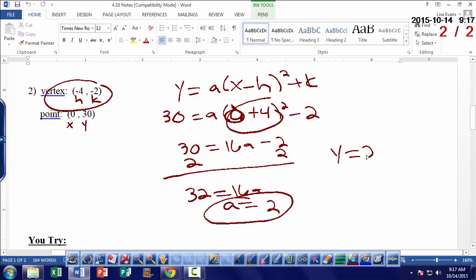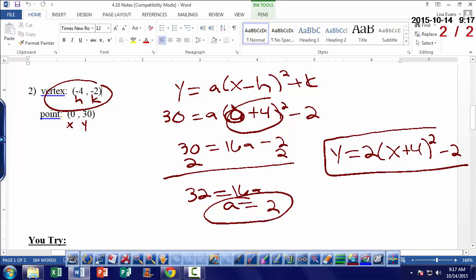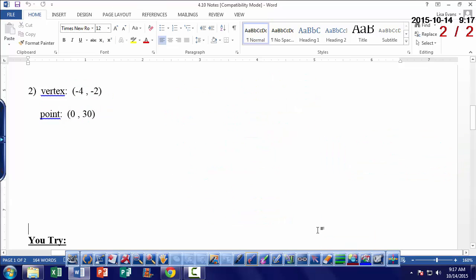y equals 2 times x minus a negative 4 becomes a plus 4. Plus a negative 2 is minus 2. You can leave it as plus negative 2 though, that's okay. So that's my final answer. Now I want you to follow the steps I followed for these first two examples and go ahead and try this first. You try on your own.